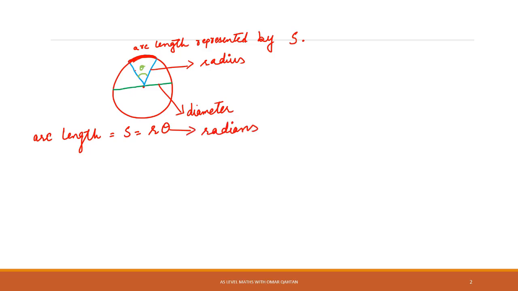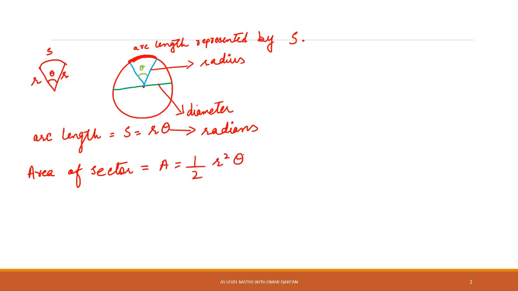If you just consider this part, if I take it out and draw it here, this is somewhat like a sector with the angle theta, and this is the radius, r. If we want to find the area of a sector, we have this formula for the area of a sector, which is A is equal to 1 upon 2 r squared theta.